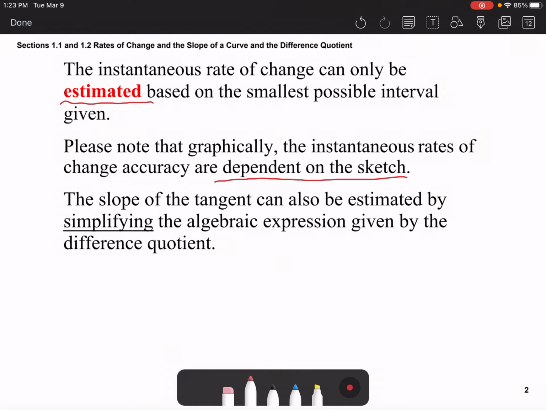So one suggestion is to calculate this instantaneous rate of change, instead of using what we saw in advanced functions, to simplify the algebraic expression given by the difference quotient. This has always been a suggested option that we can use in order to see if it will work out. So we'll try that a little later and see if it will work out and give us a better solution that's not an estimate.